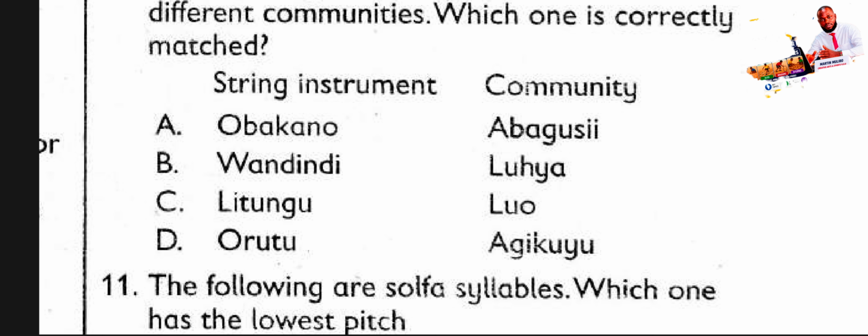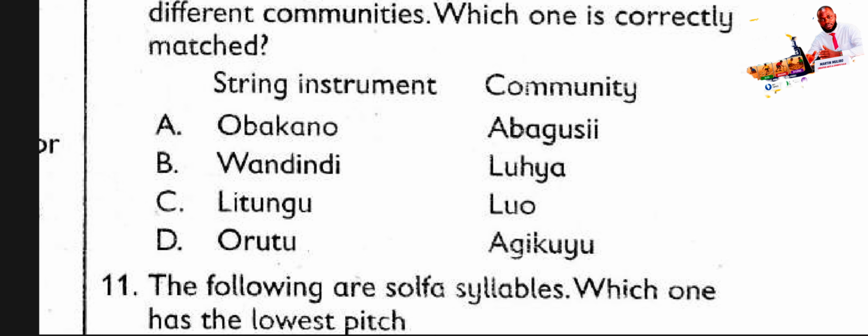So Orutu is for Luo, Litungu is for Luya, Wandindi is for Gikuyu. Obokano, of course, they have misspelled Obokano to Abakano. So we don't have an instrument known as Abakano.